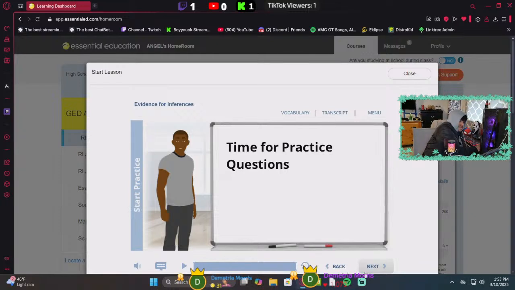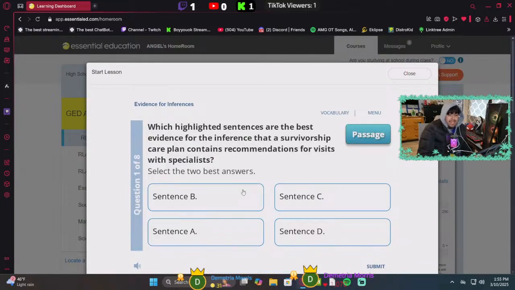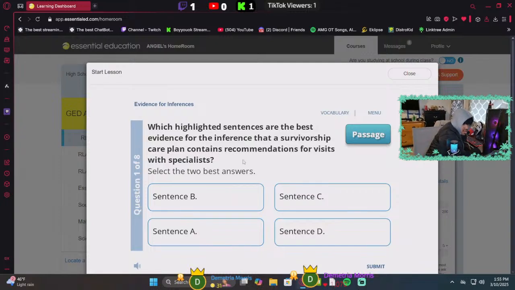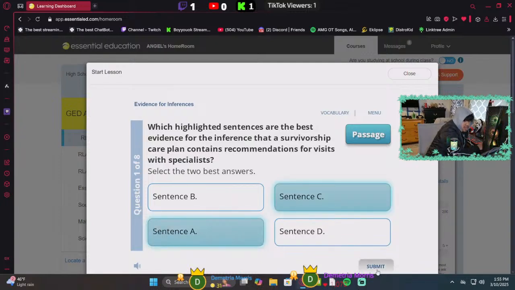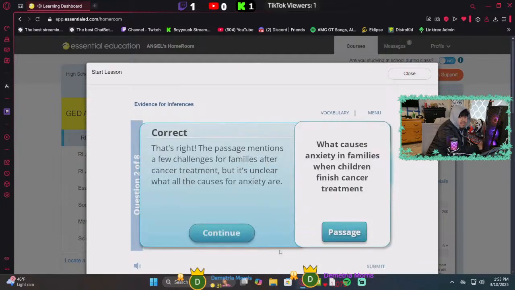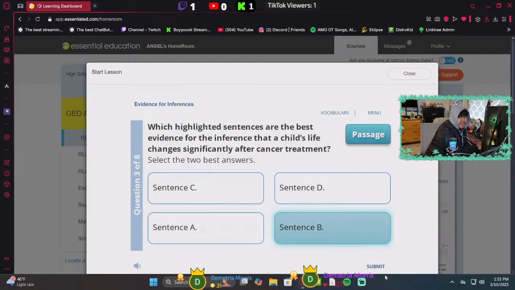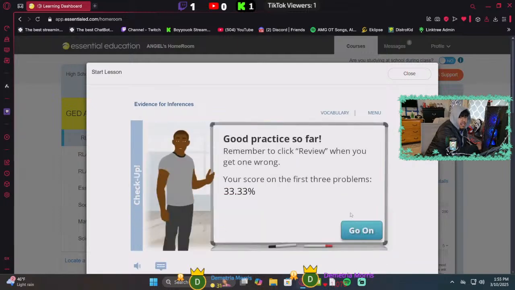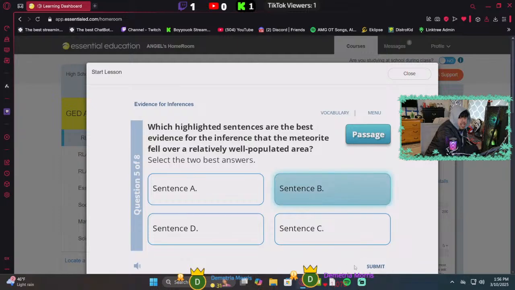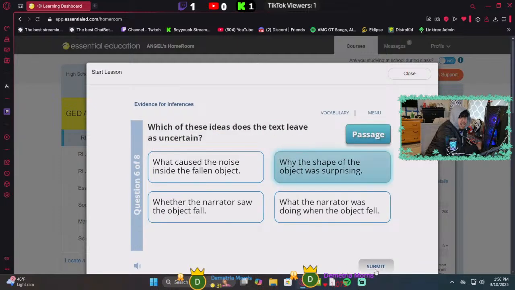Which highlighted sentences are the best evidence for the inference that the survivorship care plan contains recommendations for visits with specialists? C and D, I bet that. A and D. Looks like you didn't.